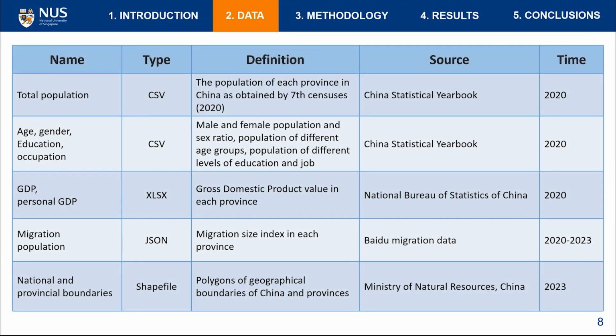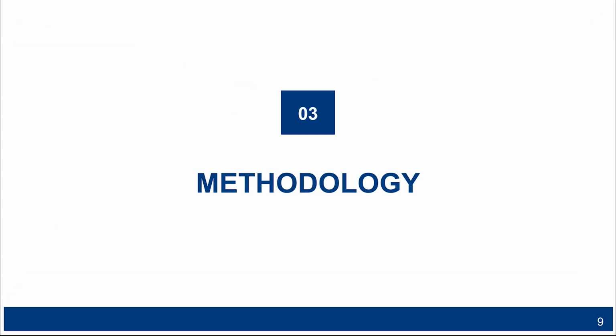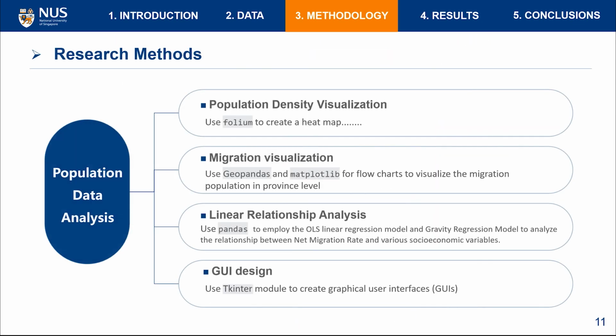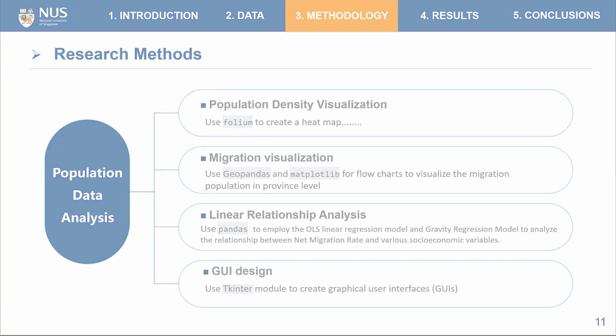The table below shows the data we used. By gathering and pre-processing the data, we have created a basic database, and we will analyze in 4 steps. Finally, we reached some conclusions. As the methods, we use libraries like Folium, GeoPandas, Matplotlib, Pandas, and Tkinter.